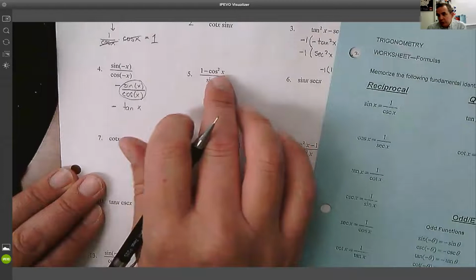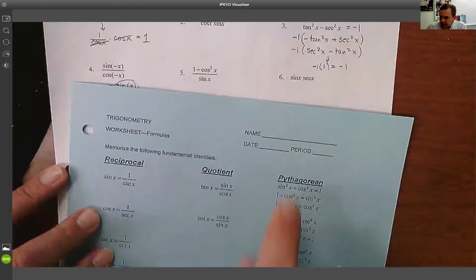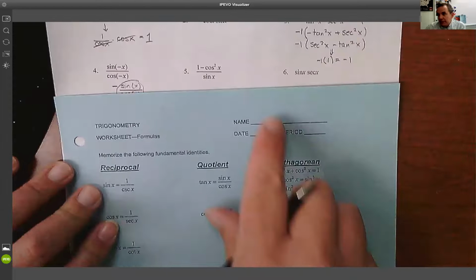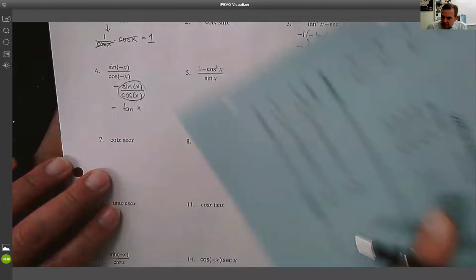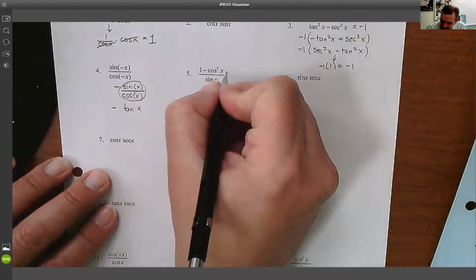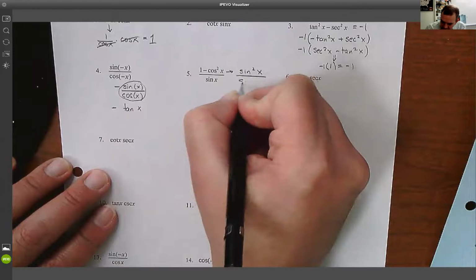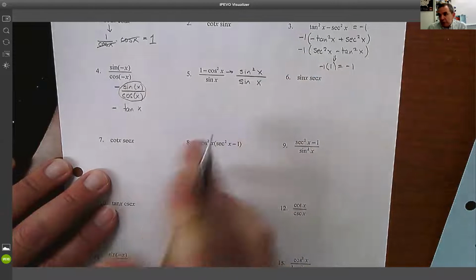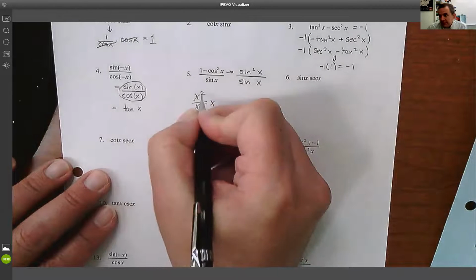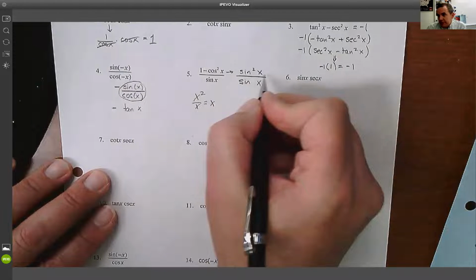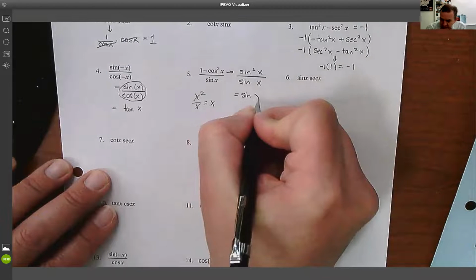And again, what you're going to do is look at things like this and say, oh, I see a square. A square tells me that I'm going to go look at the Pythagorean identity. 1 minus cosine squared, that's sine squared x. So I can rewrite this top guy as sine squared x. And down below, I've got sine x. The same rules apply as if I had x squared divided by x, you would tell me it's x because I just subtract the exponents. I can do the same thing here. Sine squared x divided by sine x is going to equal sine x.